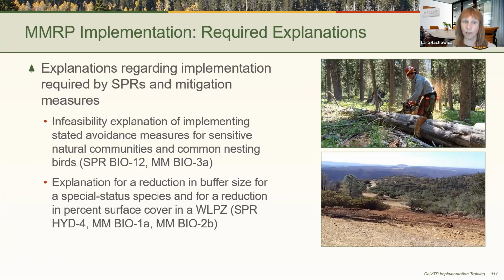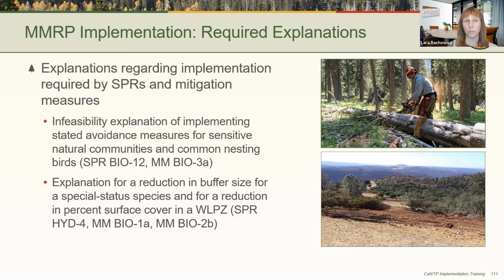SPR AD7 also requires that any explanations regarding implementation are submitted in the post-project implementation report for completed projects. For example, SPR Bio 12 and Mitigation Measure Bio 3A require explanations when it is infeasible to implement the stated avoidance measures for calming nesting birds and for sensitive natural communities, respectively. Some measures provide for added flexibility under certain project-specific conditions, and explanations for any deviations from the stated requirements are required.